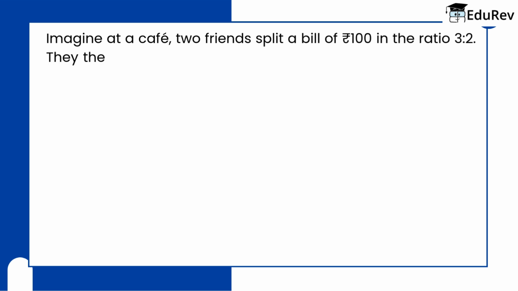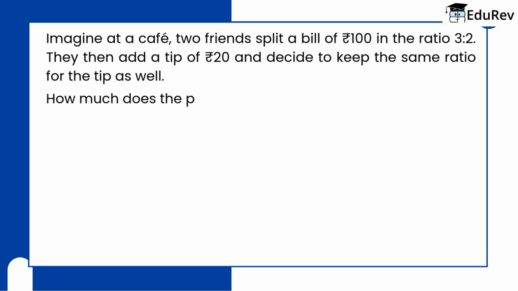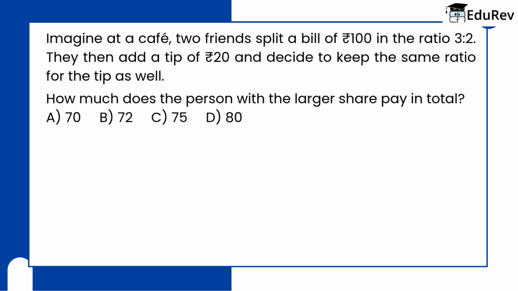Imagine, at a cafe, 2 friends split a bill of 100 rupees in the ratio 3 to 2. They then add a tip of 20 rupees and decide to keep the same ratio for the tip as well. How much does the person with the larger share pay in total? Options: A. 70, B. 72, C. 75, D. 80. The solution is, 3 to 2 means 5 equal parts.